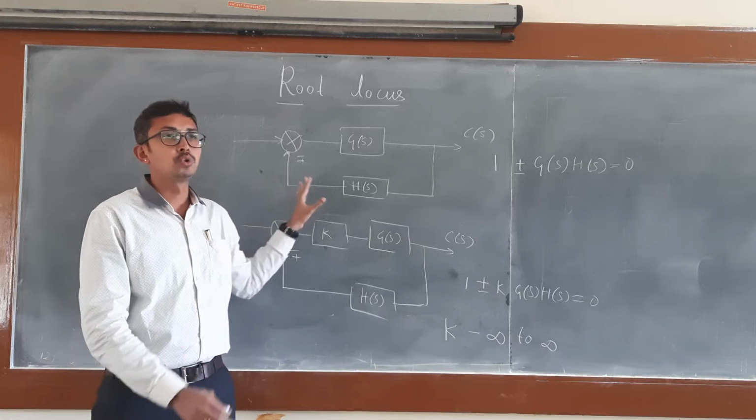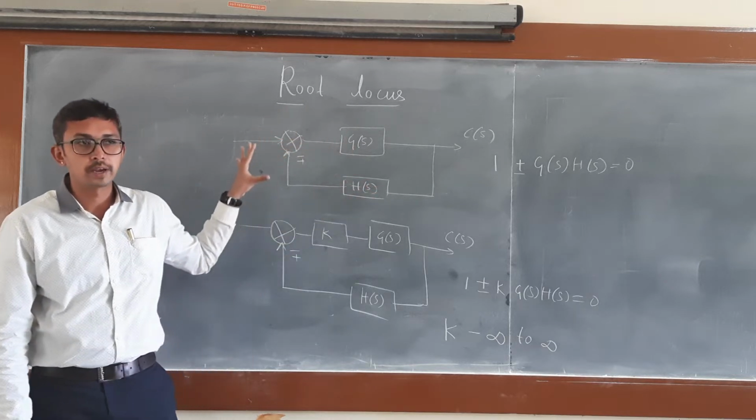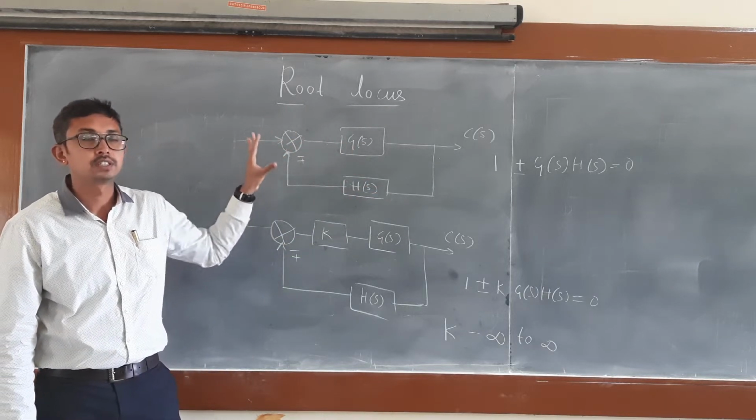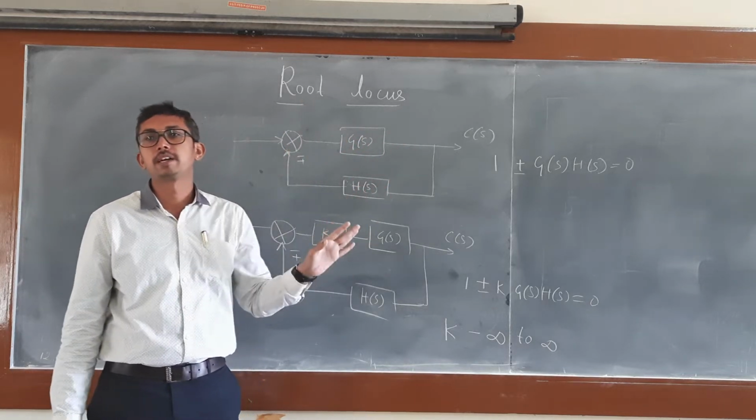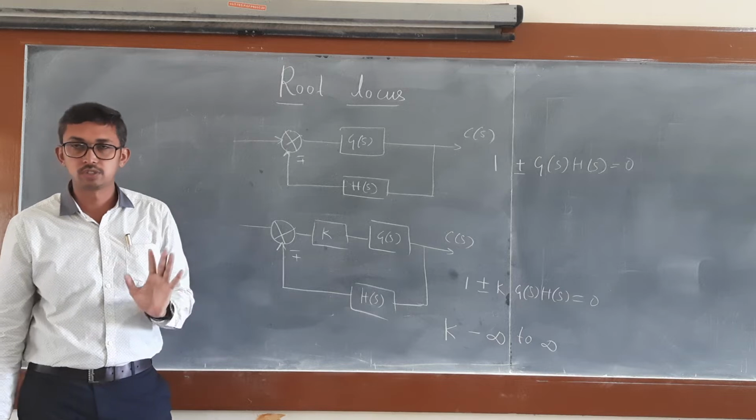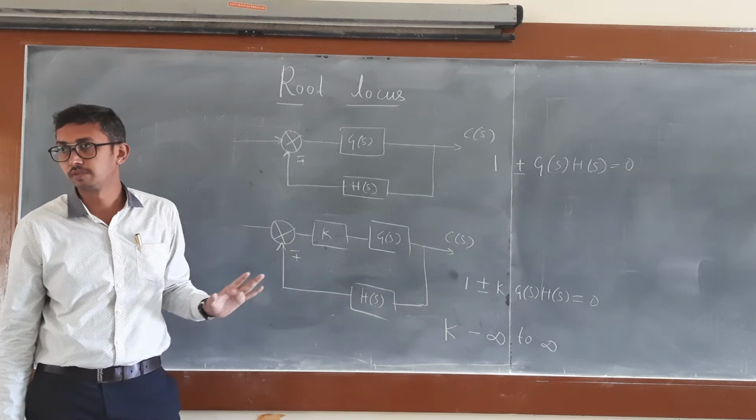We know how to write the transfer function of this minor feedback loop, right? So that transfer function is equal to G(s) divided by 1 plus or minus G(s) into H(s) is equal to 0. So that is the transfer function.